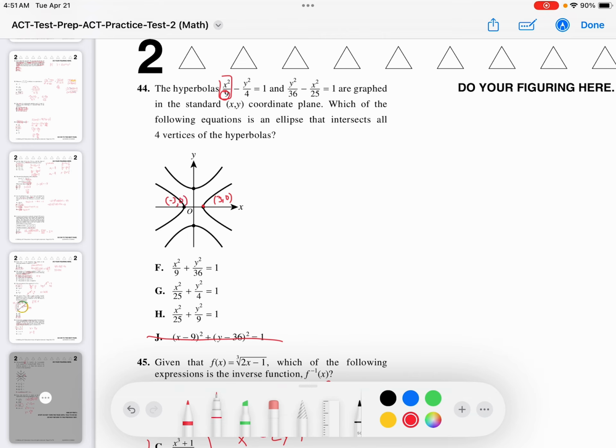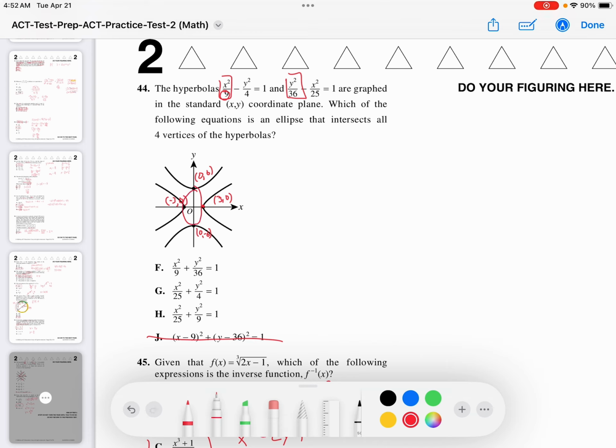And then for the next one, because the y is first, we're going to use that, and we'll get vertices at 0, 6, and then 0, negative 6. And so we need an ellipse that's going to go through all 4, so it's going to be kind of this shape through here, more or less. We want it to go through all 4 of these vertices.